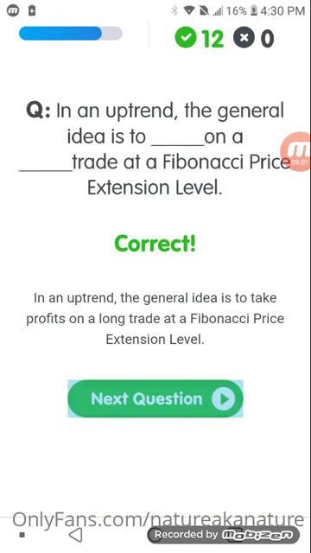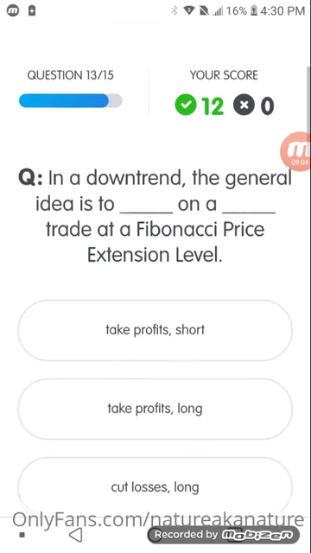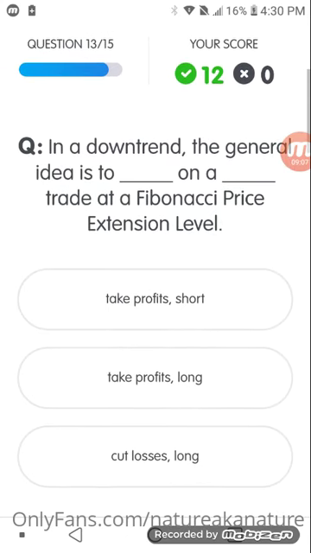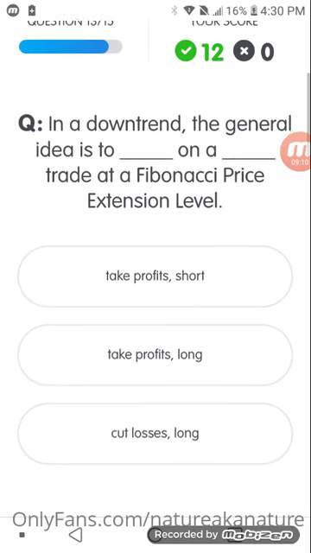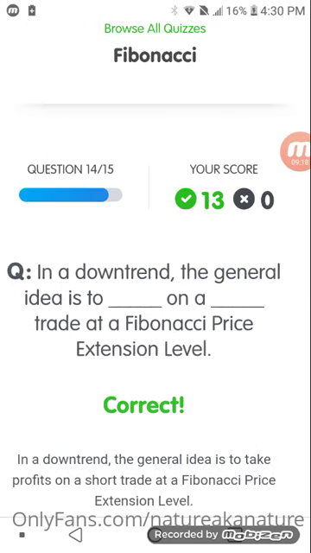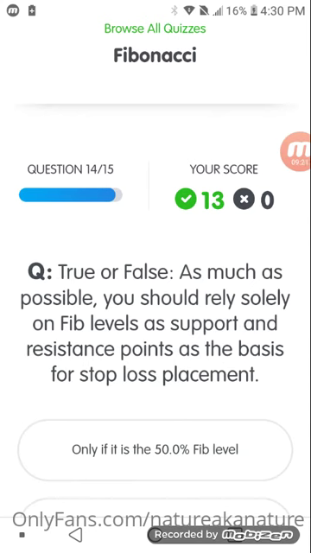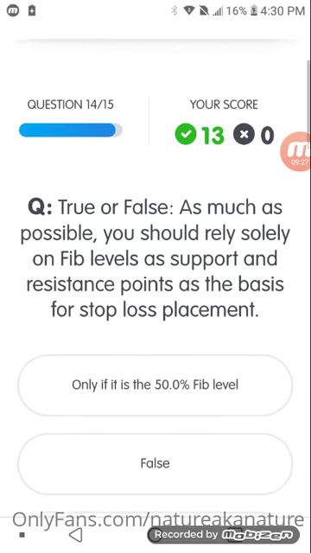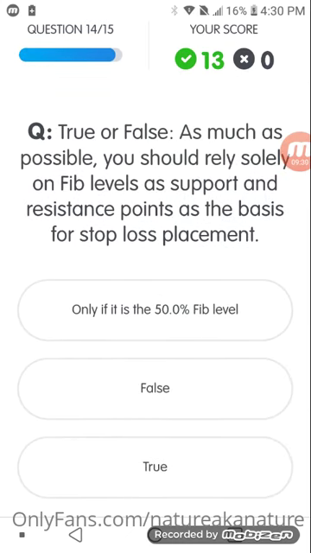All right, so in a downtrend, the general idea is to take profit on a short trade at a Fibonacci price extension level, okay? True or false: as much as possible, you should rely solely on fib levels as support and resistance points as the basis for stop loss placement.